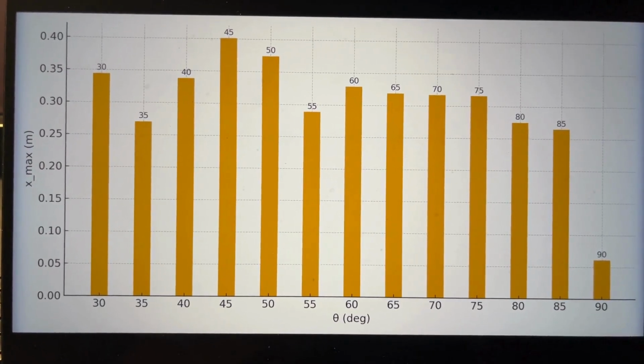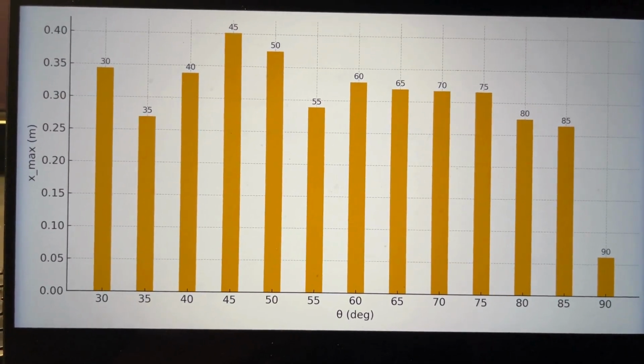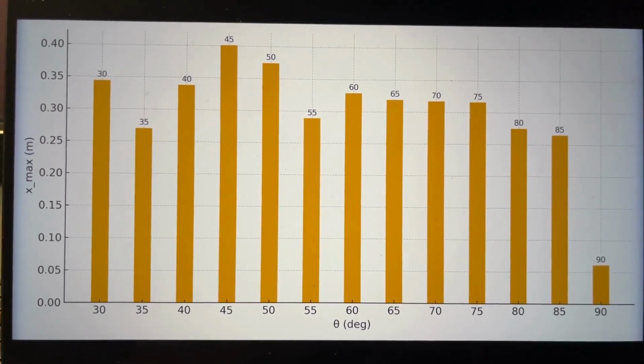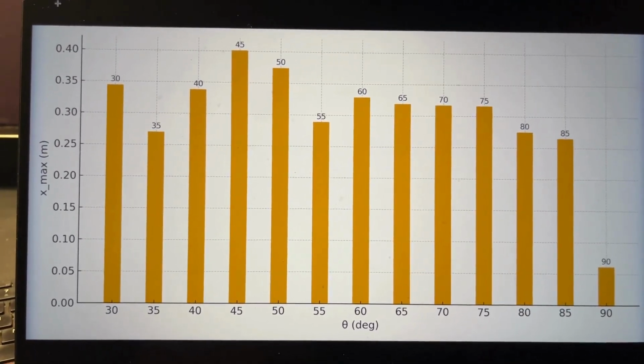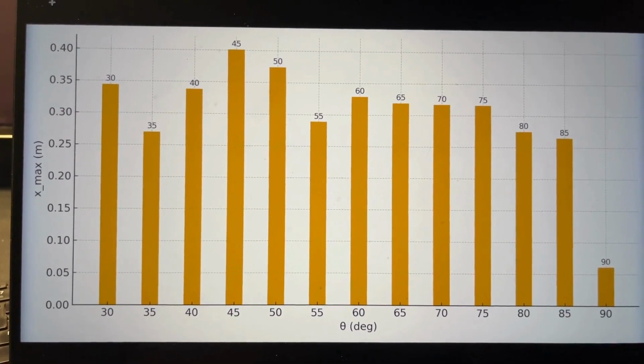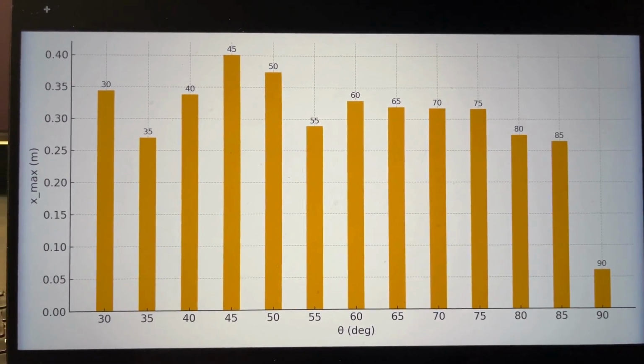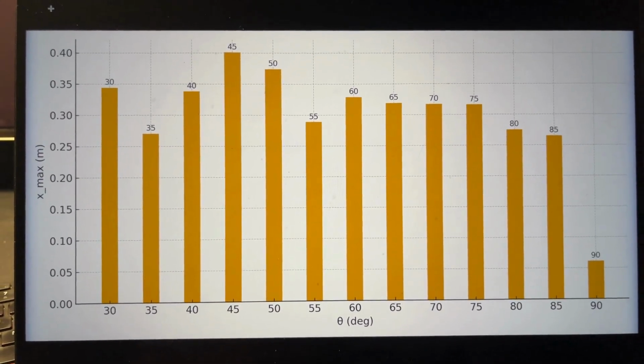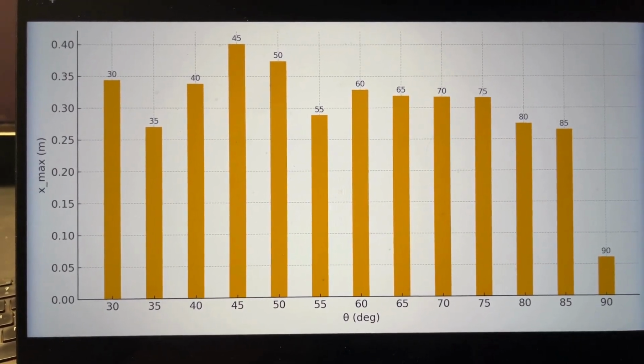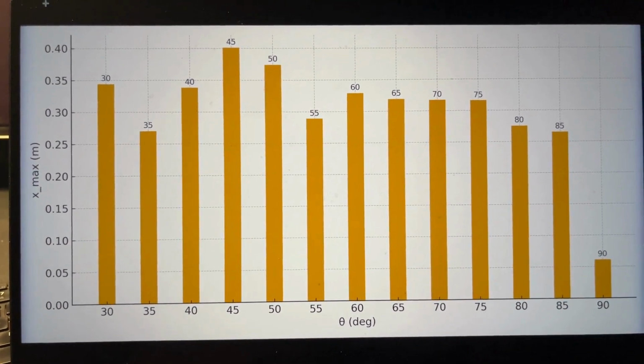Here you can see plot 1, which shows the horizontal range x maximum as a function of the launch angle theta. The overall shape is consistent with the theory. The range is largest near 45 degrees and smaller for both lower and higher angles. However, the experimental curve is not perfectly smooth and some angles do not follow the ideal symmetric theoretical graph.